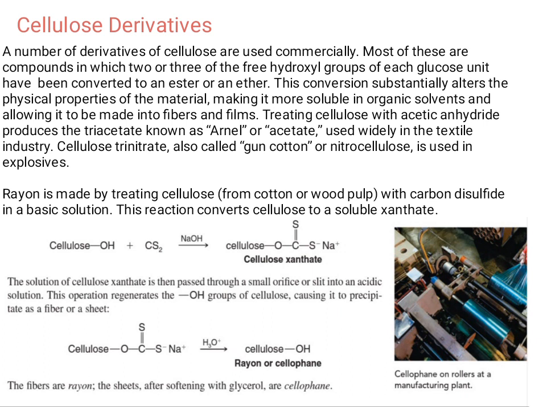So at first you are taking cellulose, then forming cellulose xanthate, then again you are hydrolyzing it to get back the cellulose unit. This is actually rayon or cellophane. If you get fibers, those are called rayon, and if you make sheets from it, those are called cellophane. The sheets after softening with glycerol are called cellophane.